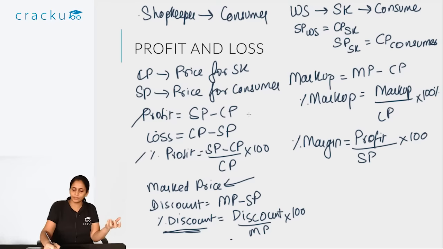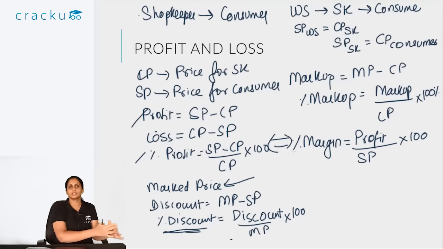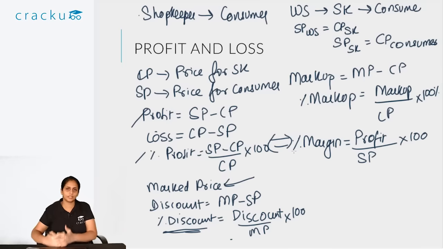People often get confused between profit percentage and margin. Always just keep this distinction in mind. Profit percentage is a percentage of cost price. Margin percentage is a percentage of selling price. These are the key things that you need to remember while solving profit and loss questions. All you need to do is write down these equations and you'll be fine.